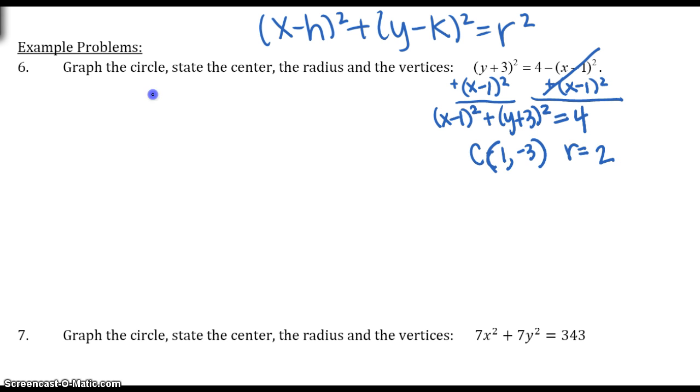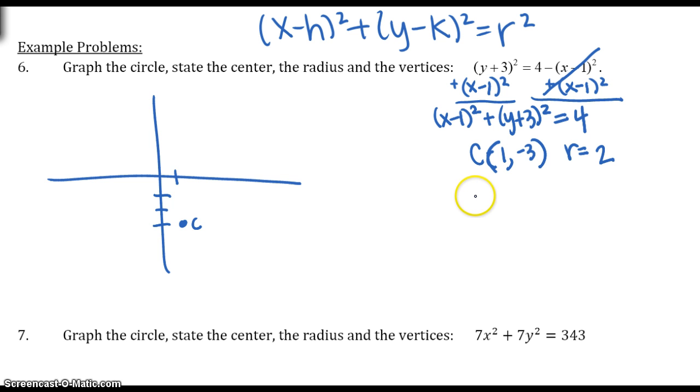Okay, so now we can go ahead and plot our center: 1, negative 3. And I'll talk to you about what a vertice is. There are 4 different vertices on here because your radius is 2. I would like you to plot the 4 dots to make your circle nice and neat.